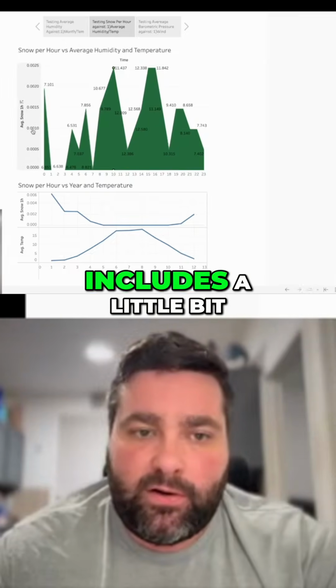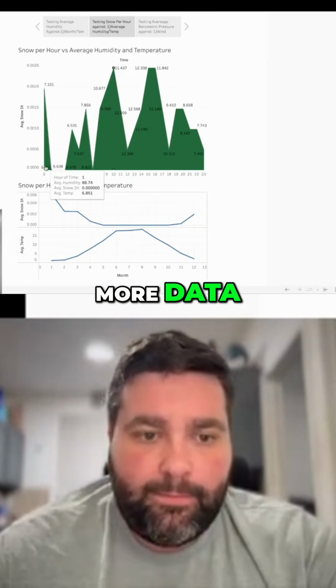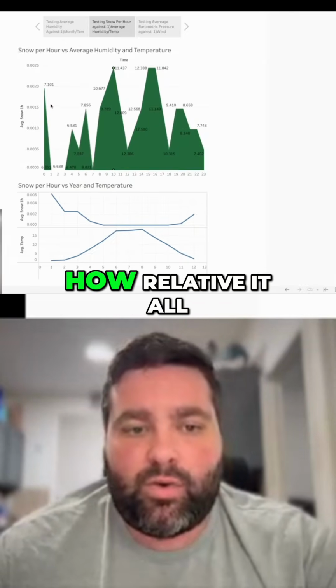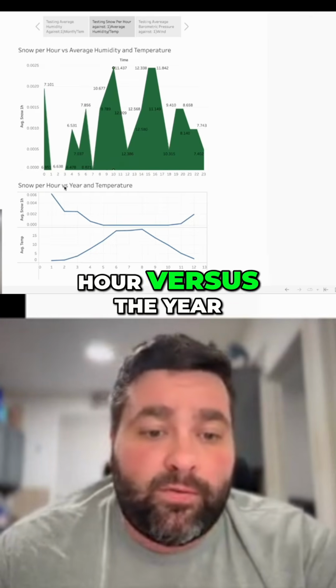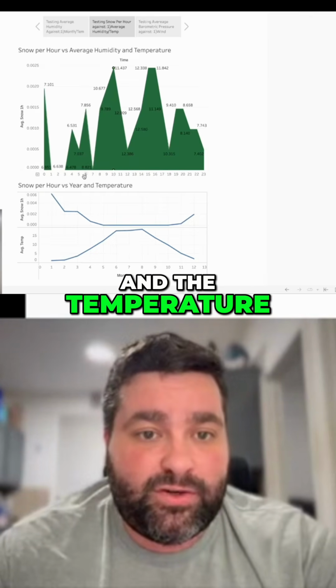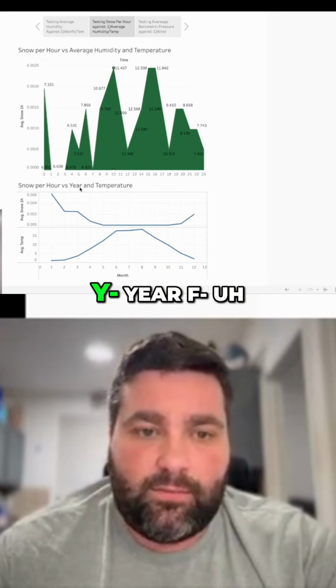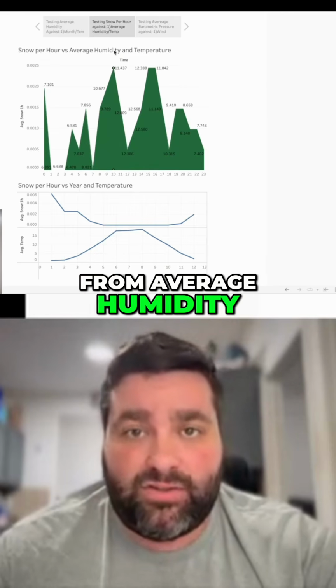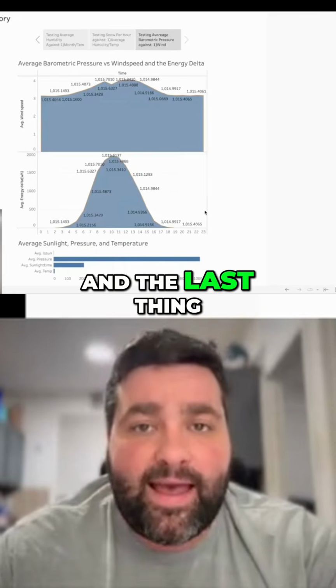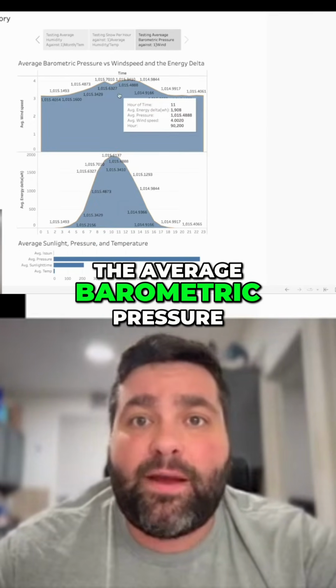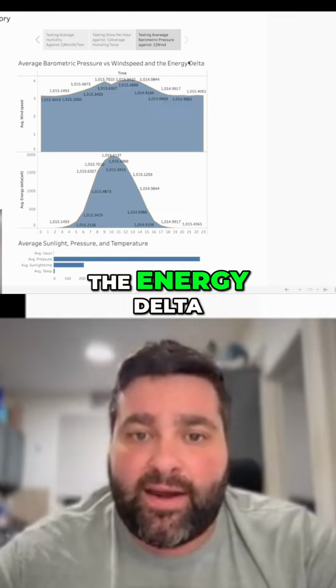This graph is a little bit different and includes a little bit more data, but you can see how relative it all is to each other. I did snow per hour versus the year and the temperature, so I changed year from average humidity, so I was able to showcase something a little bit differently. And the last thing that I did was the average barometric pressure versus wind speed and the energy delta.